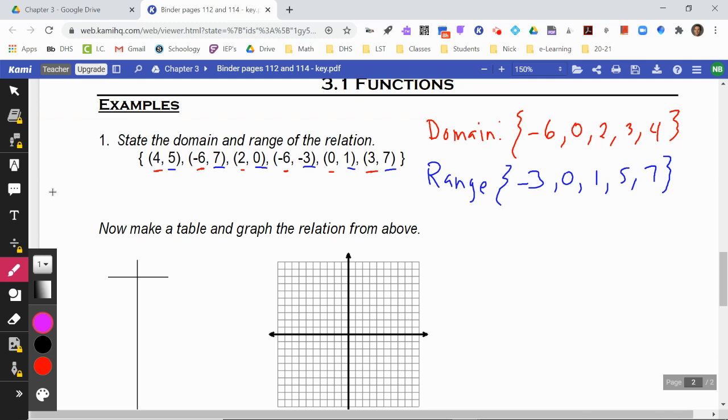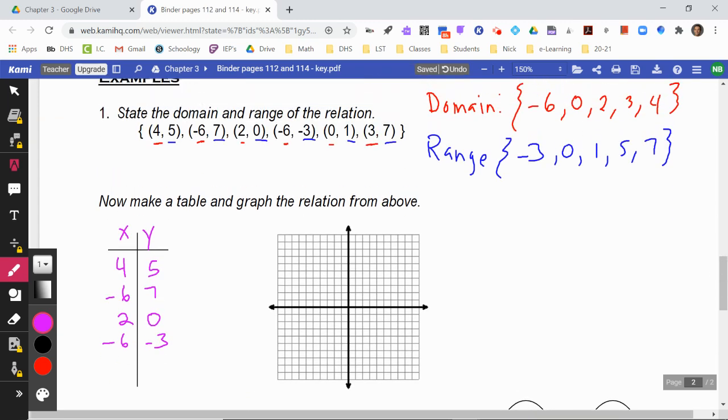Now we're ready to go ahead and make a table, and then we'll graph after that. When I'm making my table, it's just listing out those same exact ordered pairs. If there are repeats, you're going to repeat them. We're just going to rewrite those ordered pairs. So we have 4, 5. We have -6, 7. We have 2, 0. We have -6, -3. We have 0, 1, and we have 3, 7.